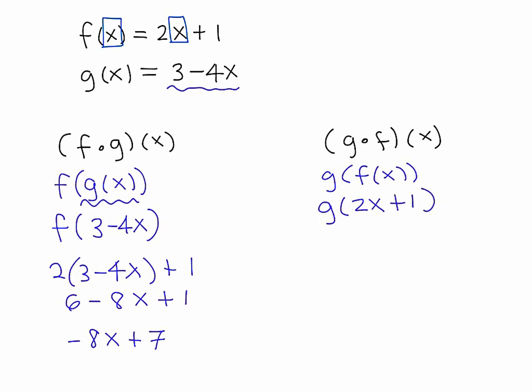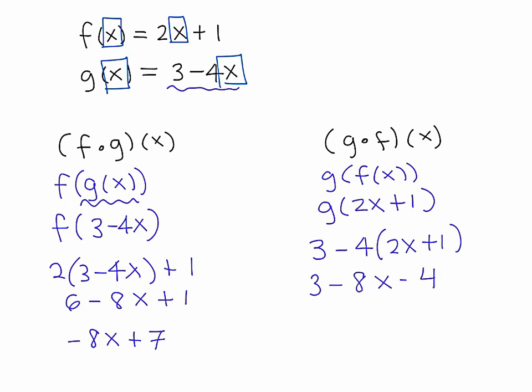Then for all the x in g of x, we're going to replace that with 2x plus 1. So we have 3 minus 4 times 2x plus 1. 3 minus 8x minus 4. When we simplify, we have negative 8x minus 1. Here we can see that f of g of x is not equal to g of f of x in general.